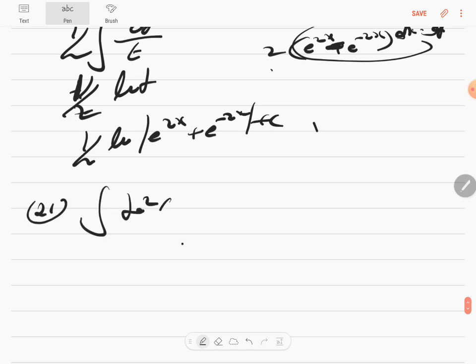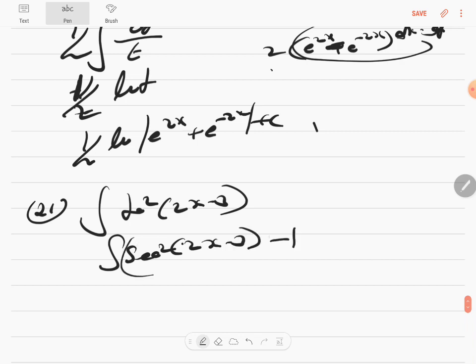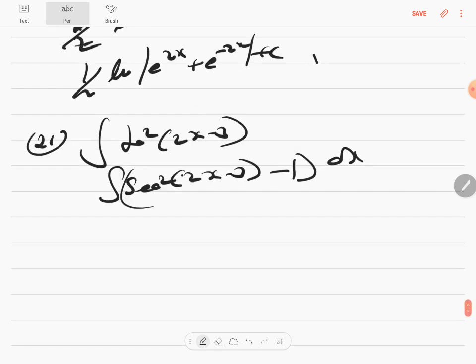Integration of tan squared 2x minus 3. You have to write it as secant squared x minus 1 into dx, but instead of x it is 2x minus 3. Your teachers will insist that you write 2x minus 3 as t, 2 into that and all, you will get it. I don't have to teach you. So understand? You can always do that. That's a small thing which you can learn.